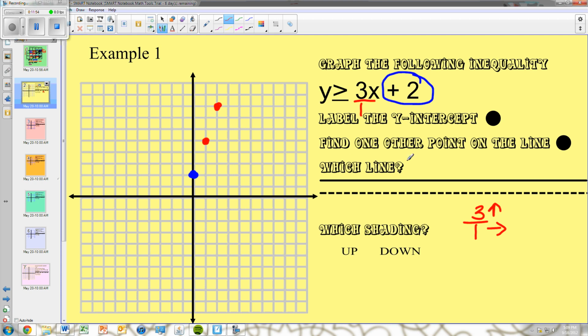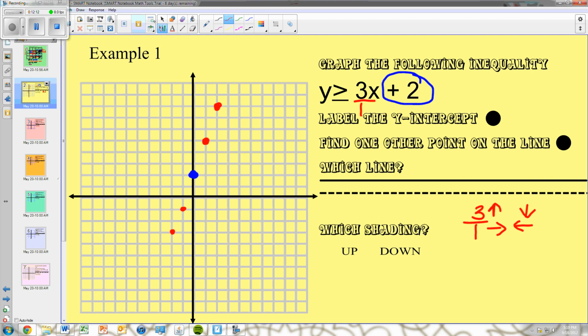Okay, I'm out of space, but I'll need more points. So instead of going up and right, I can also go down and left. I'm going to go down 3 and left 1, and down 3 and left 1.